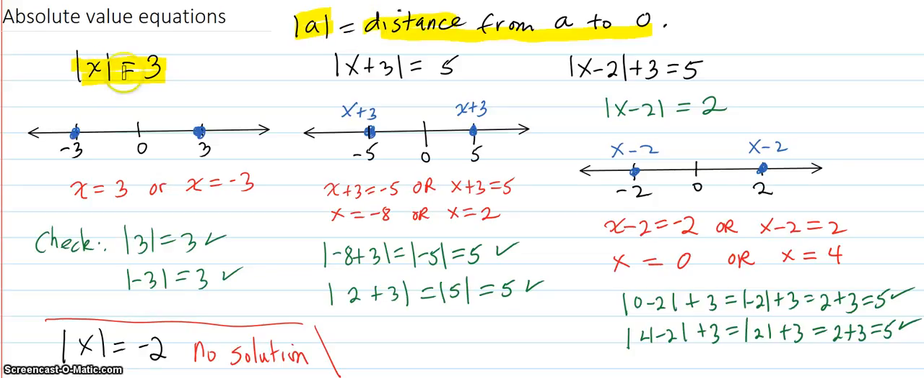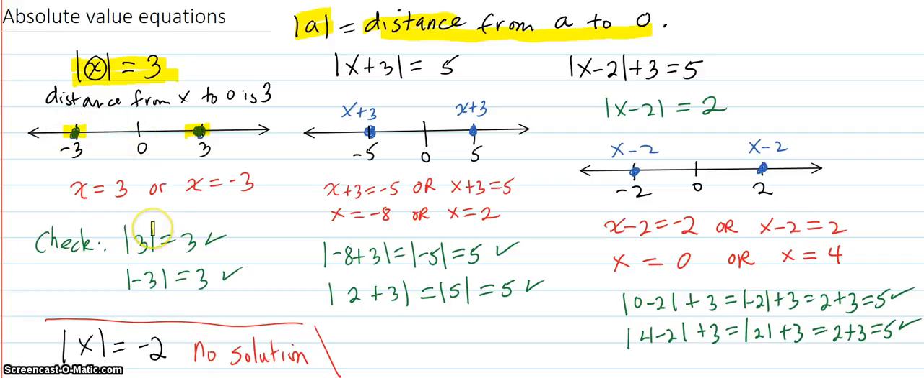Okay, so absolute value of x equals 3. So the distance from x to 0 is 3. So that puts x either here, 3 units away above, or 3 units away below.